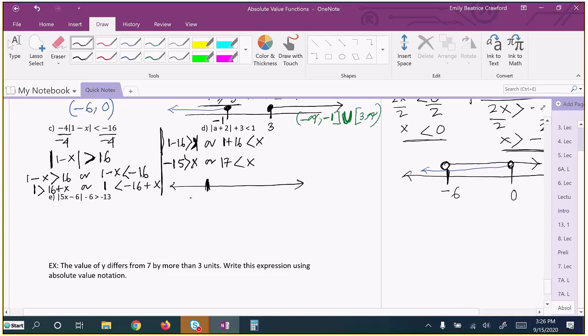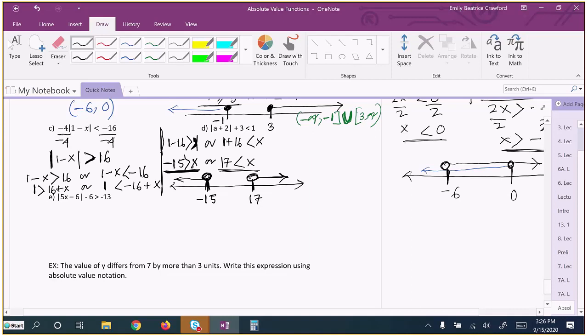So negative 15 is the smaller number, and the larger number is 17. And then I look at the inequalities. x is actually less than negative 15. So I will go to the left, and it is a strict inequality, so open circle. This one, x is greater than 17, but strictly greater than means open circle, and I go to the right. And again, I have two intervals as my solution.